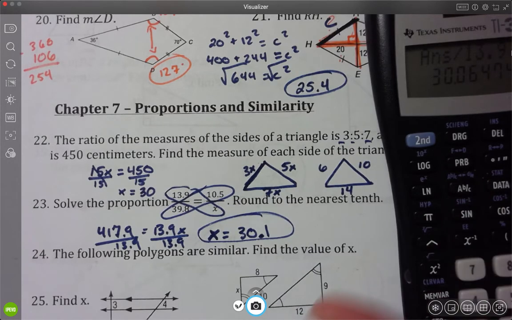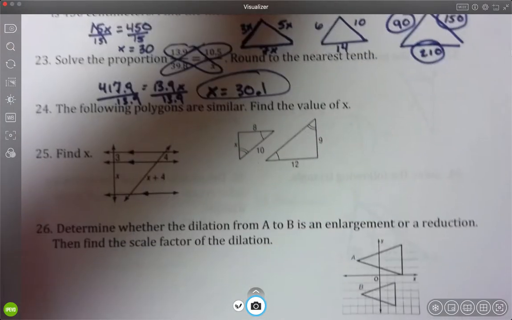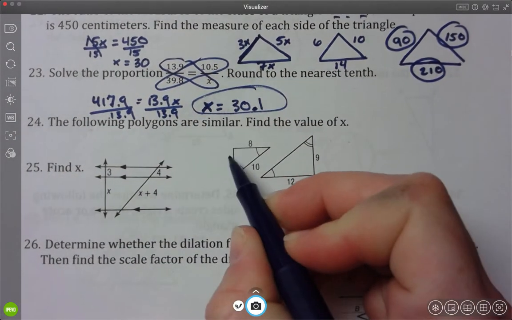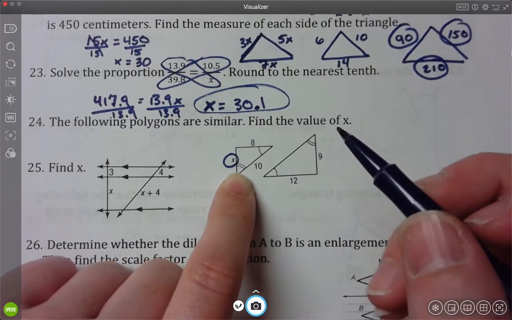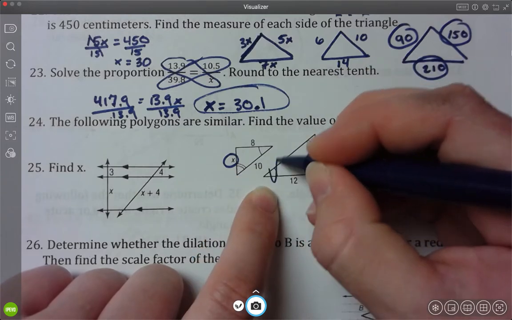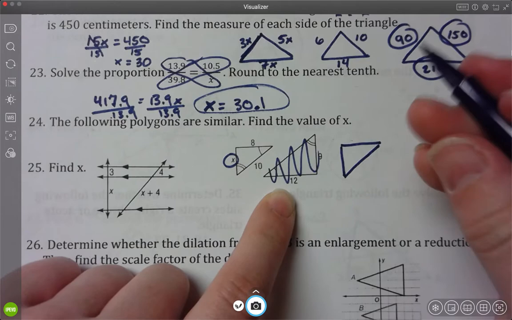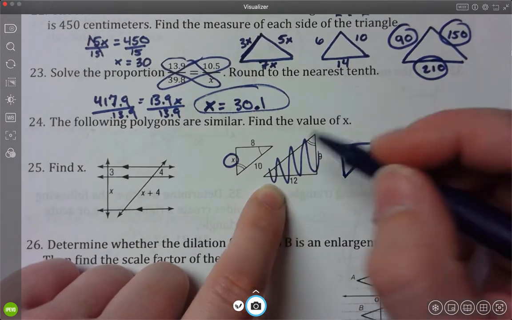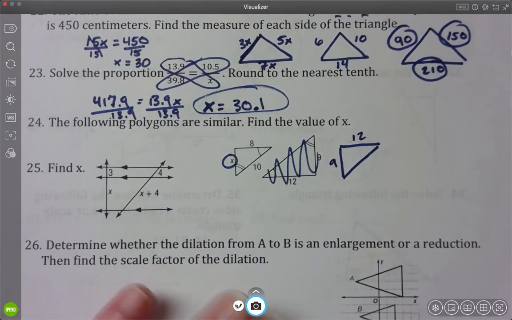Okay, 24. The following polygons are similar, find the value of x. X is this guy right here. Now they're not facing the same direction, but that's okay. What we can do is I'm going to take this triangle and flip it around to maybe make it easier to see how this works. So if I flip it around, this top side is going to be 12 and this side is going to be 9.